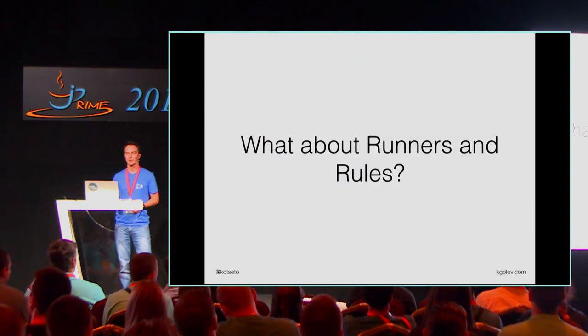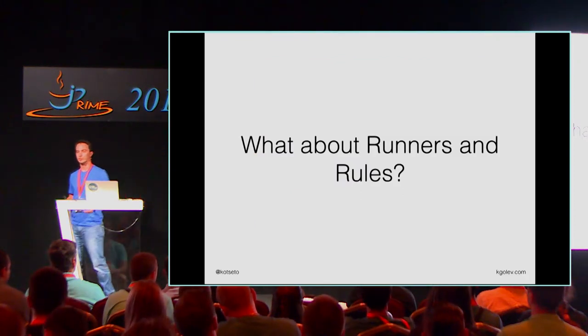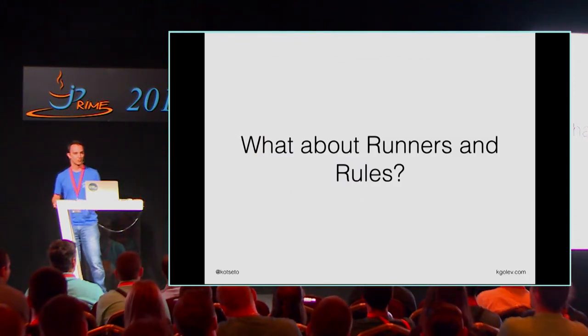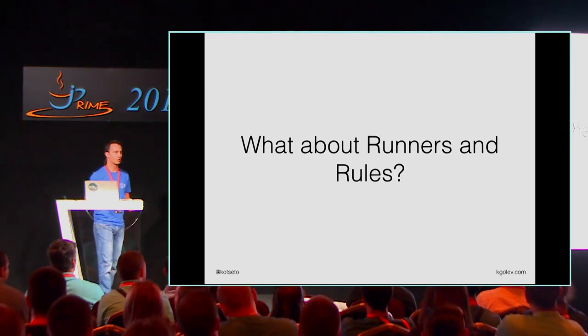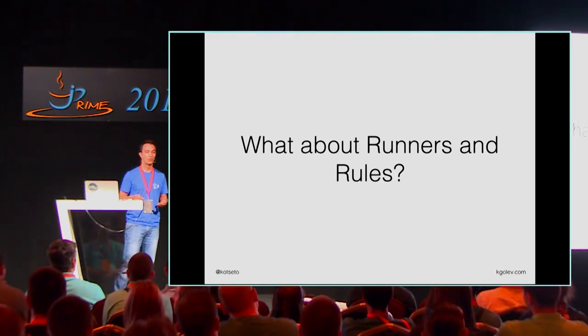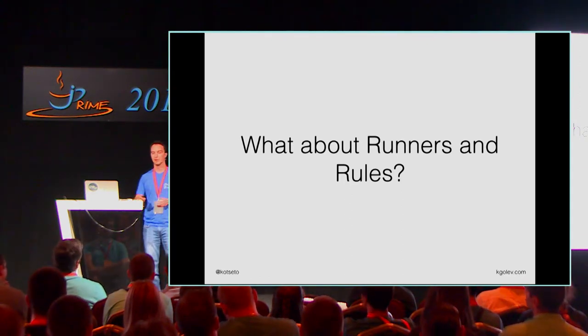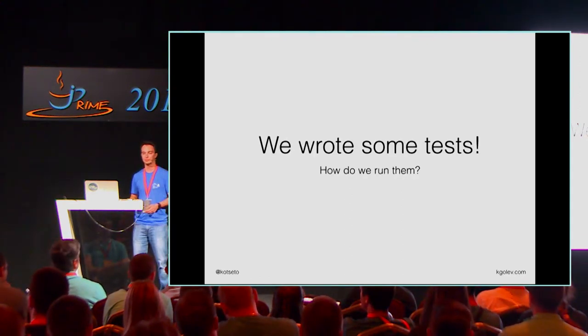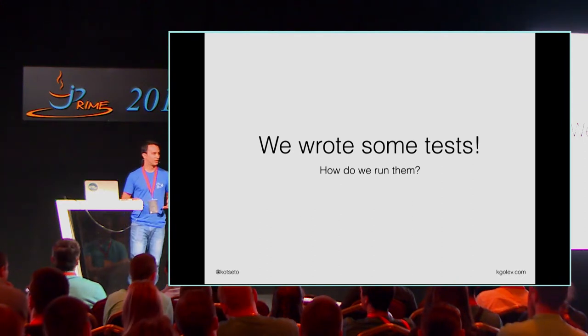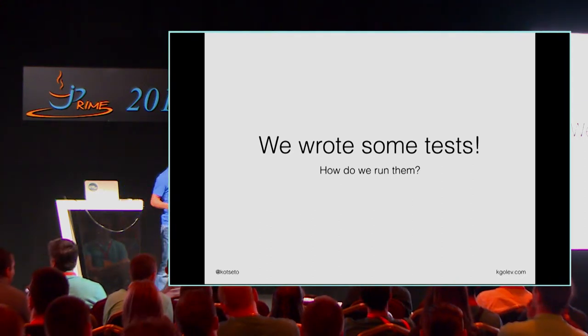Okay, so what about the runners and rules? Remember we talked there is a problem with the extension model? So the short answer is there are no runners and no rules in JUnit 5. There is something that replaces them, we'll go in more details later. So now, let's see how we can run our tests.